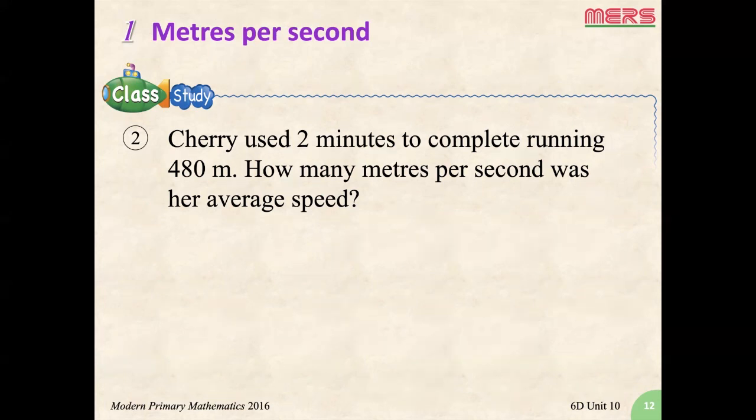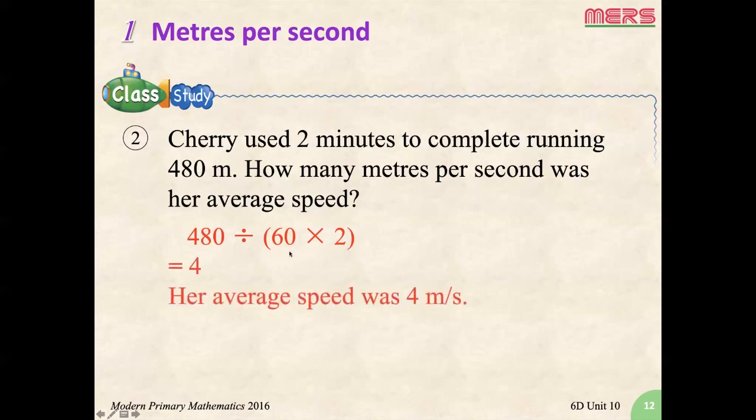Yes, 1 minute equal to 60 seconds. So 2 minutes means 60 seconds times 2, 120 seconds. So we can use distance 480 meters divided by the total seconds, which is 120. So 480 divided by 120, that is equal to 4. And so we find out the average speed of Cherry was 4 meters per second.